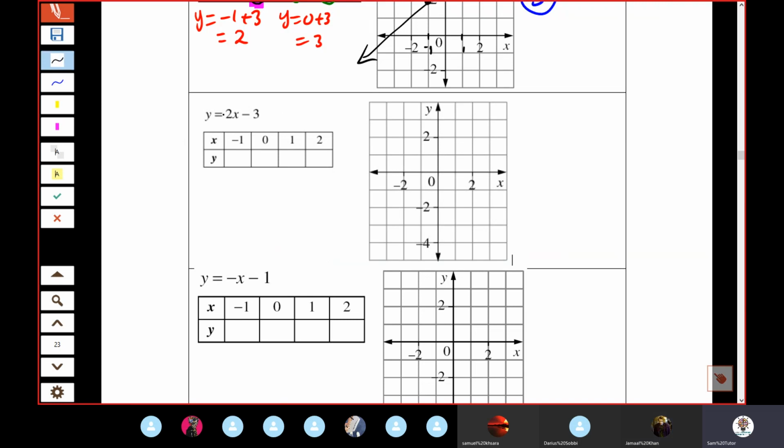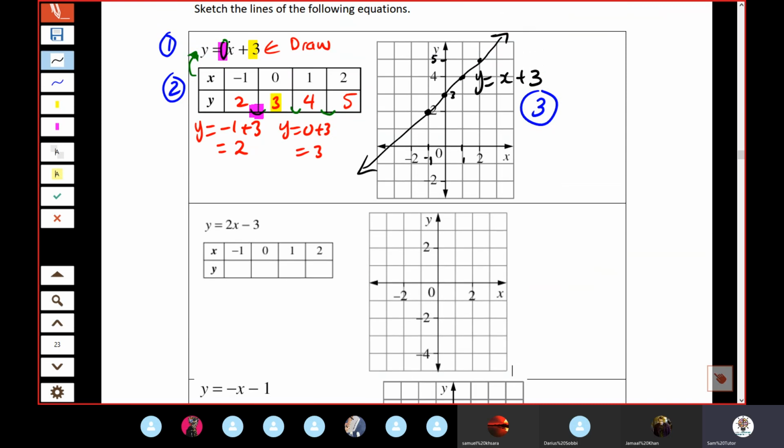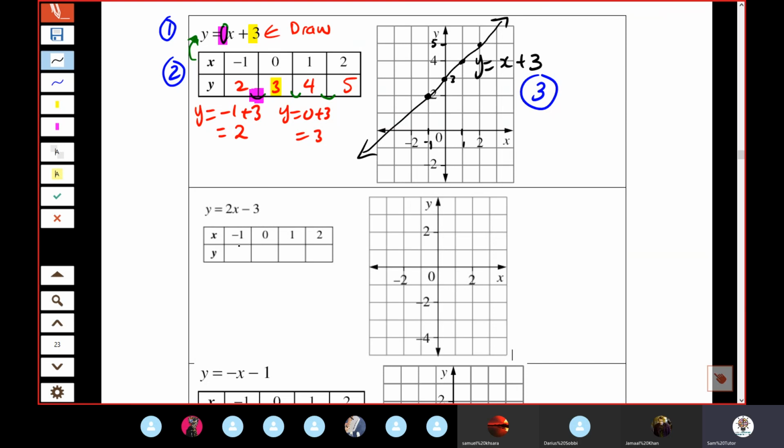So let's do this one. Again, keep an eye out for what I just said here. See if it's true. Let's first fill it out, and we'll see what happens. So to get my y, it's 2 times -1 minus 3. Plug that into your calculator, otherwise some of you probably can just see the answer, -5. Sub in 0, 2 times 0 is 0, take away 3 is -3. 2 times 1 is 2, 2 take away 3 is -1, and last one is 1.